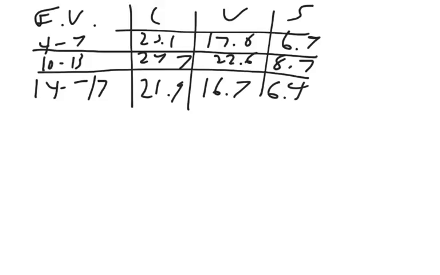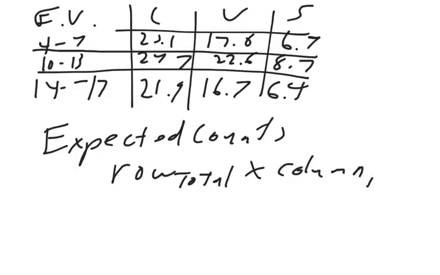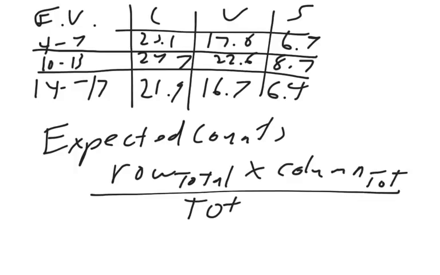6.4. If you want to quickly remember how we can get the expected counts, you do row total times column total divided by the good old total. Alright.